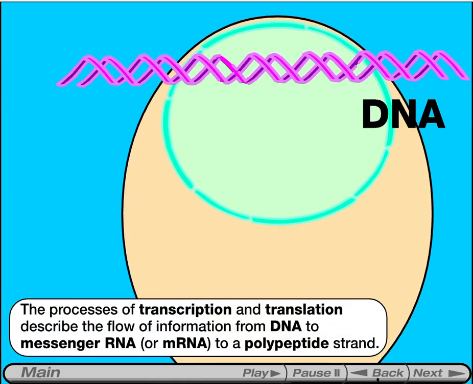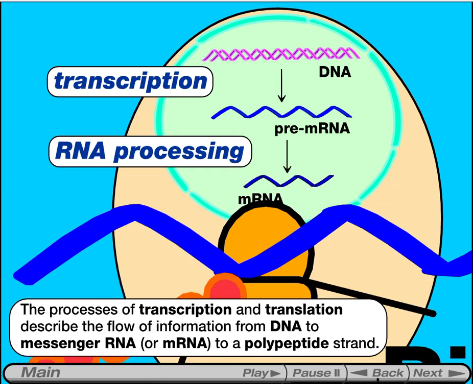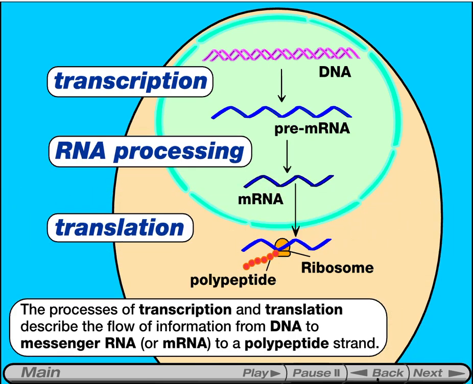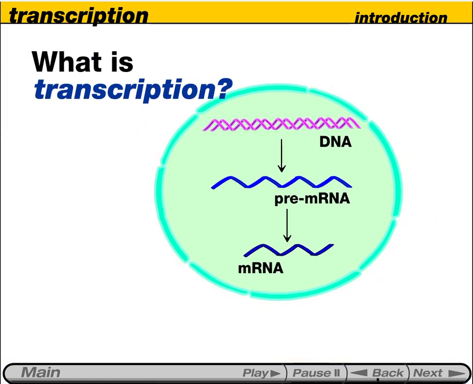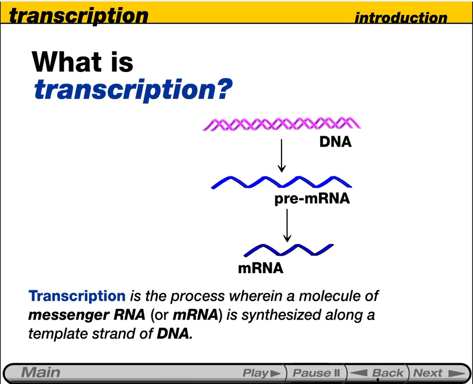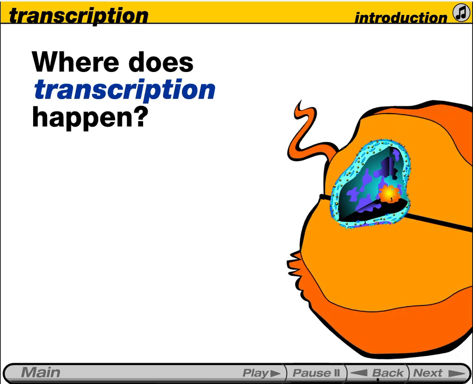The processes of transcription and translation describe the flow of information from DNA to messenger RNA, or mRNA, to a polypeptide strand. What is transcription? Transcription is the process wherein a molecule of messenger RNA, mRNA, is synthesized along a template strand of DNA. Where does transcription happen?